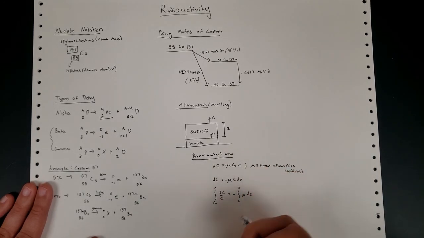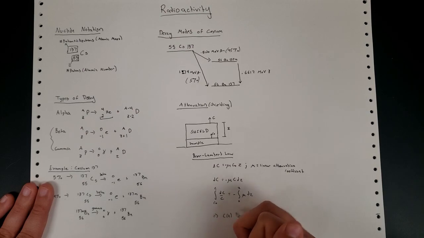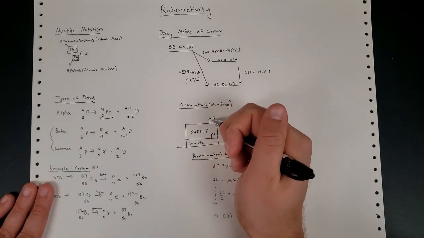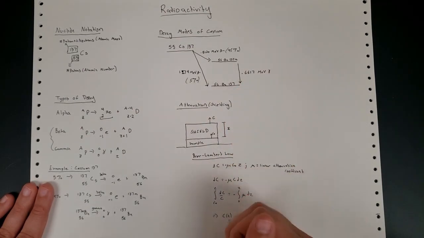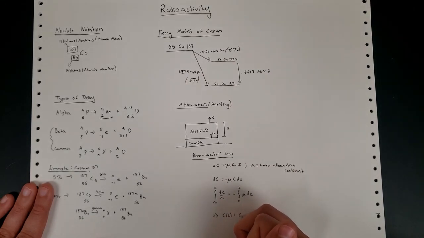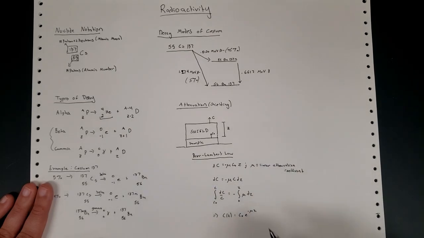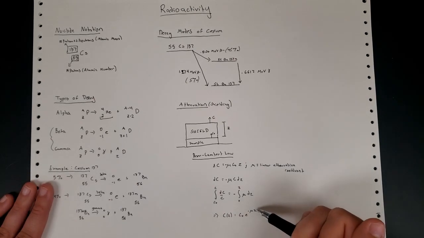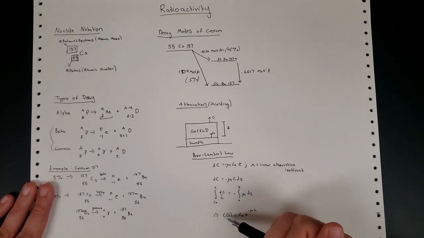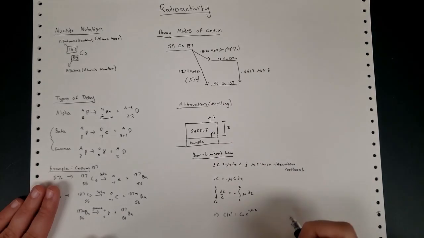If you do this integral and solve it for C as a function of Z, the number of counts coming out on this side of the shield after being attenuated is going to be equal to whatever our initial was times e to the minus mu Z. Okay, so you can see that it's a negative exponential, which means as our thickness increases, we get less and less particles coming out on the other side, which makes sense, right?